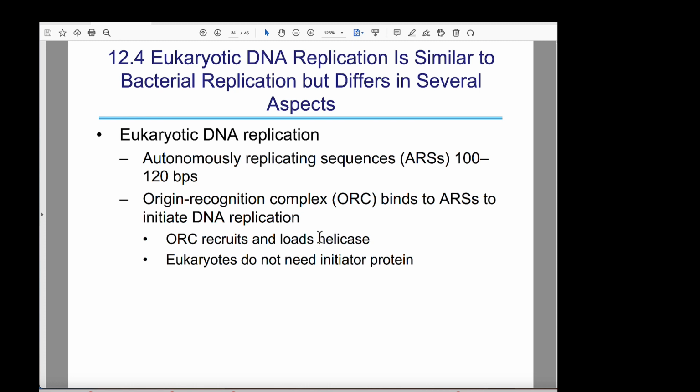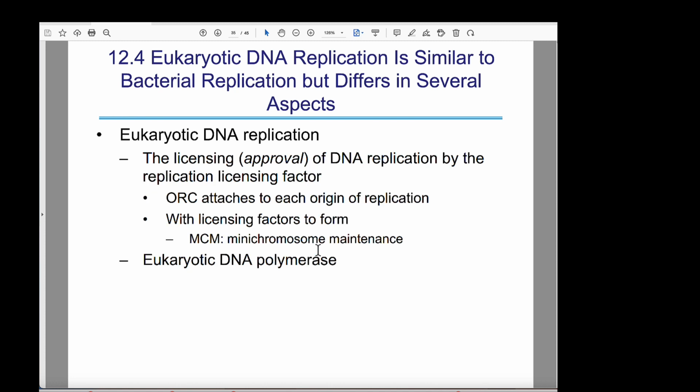Now, why is the ORC important? The ORC recruits and loads DNA helicase, and we already know the function and the importance of helicase. It helps to denature those hydrogen bonds that keep the two strands together. And so this helicase in the ORC is extremely important. Now, a clear difference between eukaryotic cells and prokaryotic cells, specifically bacterial cells, when it comes to initiation is that eukaryotic cells don't necessarily need an initiator protein. So DNA A is not a requirement for eukaryotic cells.